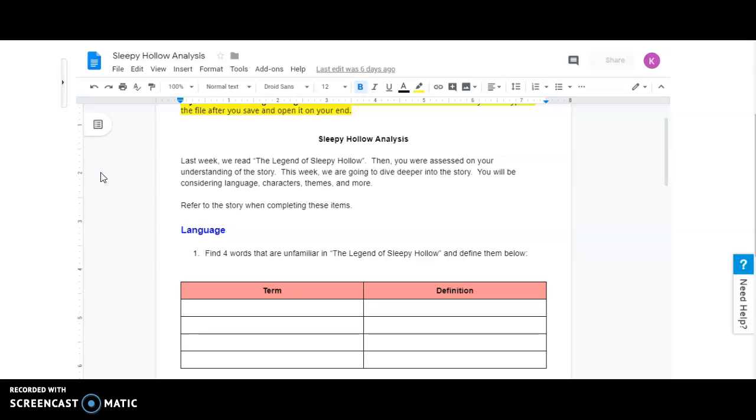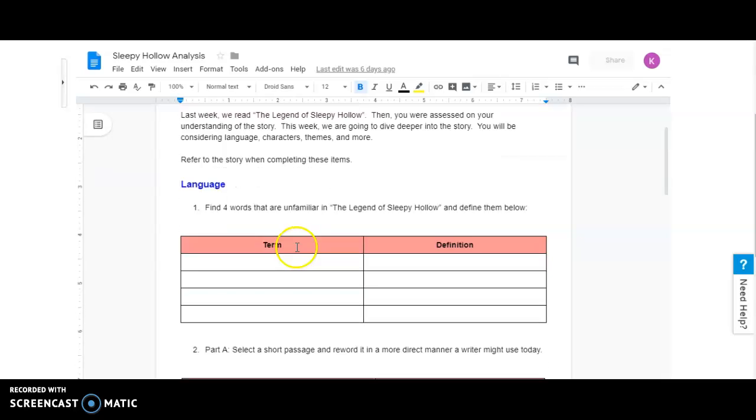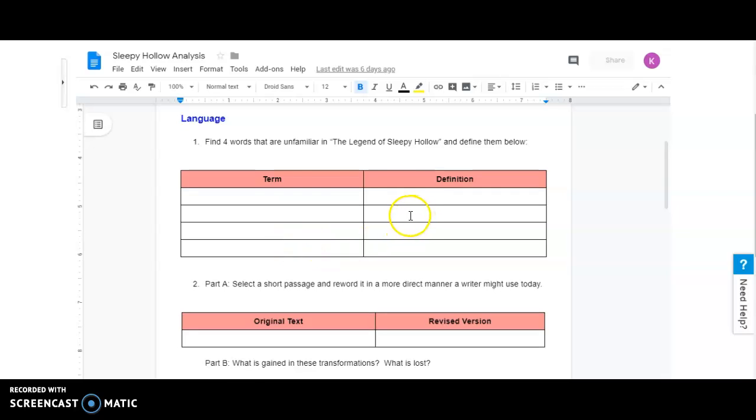You need to refer to the story that we have from last week when you're completing these items. You're going to need to go back into week 10 and grab that copy of the story. The first thing you're going to need to do is complete the language section. You're going to need to find 4 words that are unfamiliar to you and define them below. So you'll just need to find the unfamiliar word, and then you'll need to put in the dictionary definition.